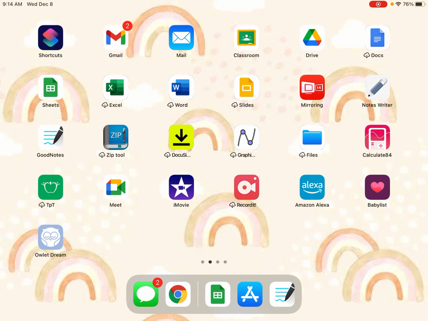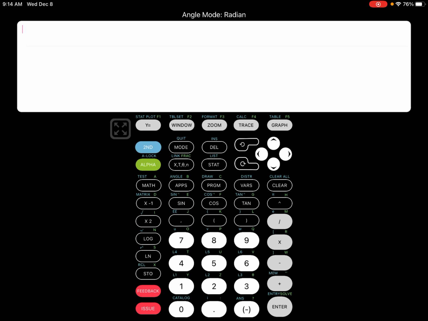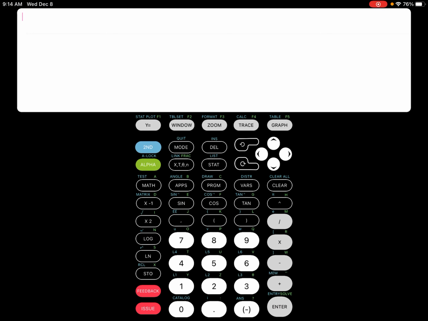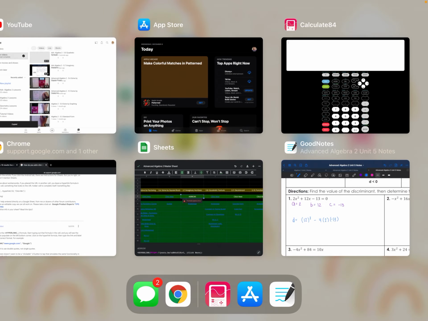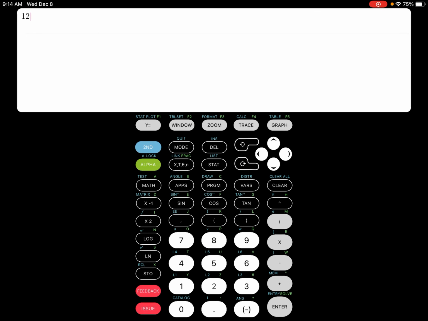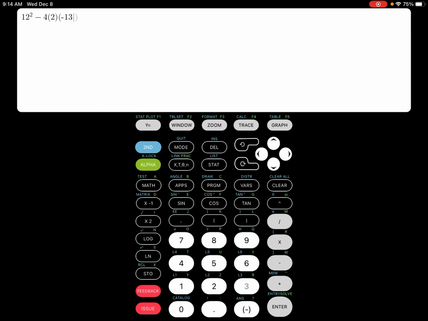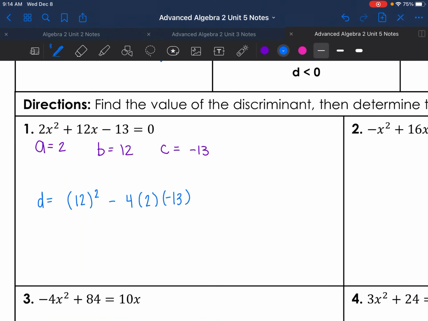And I don't have my calculator handy, so let's go find it. Oh, there it is. If you don't have this app, it's Calculate 84. All right, we had 12 squared minus 4 times my a was 2 times negative 13, and we get 248. So my discriminant is 248.